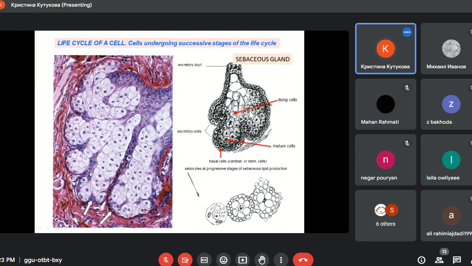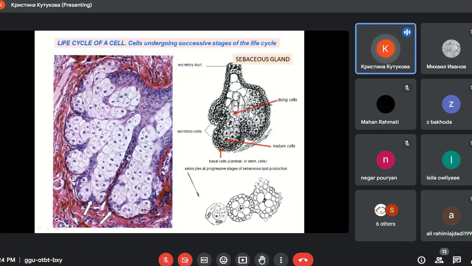They are called basal because they lie upon the basement membrane. This thin line just at the border between the sebaceous gland and underlying connective tissue is the basement membrane upon which stem cells are located. These stem cells are the smallest cells, because all the stem cells have a very small amount of cytoplasm. So here they divide and make new sebocytes, and some of them start to differentiate and become mature cells that will be here.